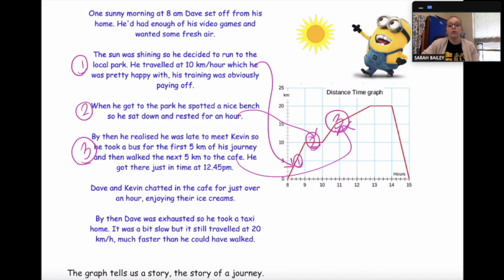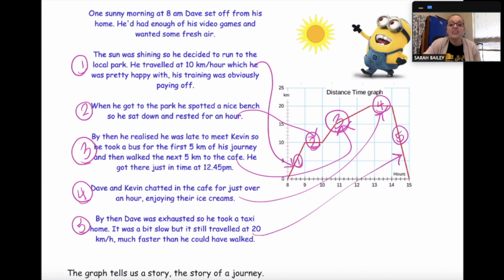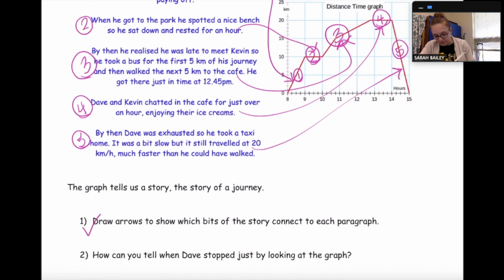that section number 3. Then Dave and Kevin chatted in the cafe, so the distance is going to stay the same. This is section 4, which goes with paragraph number 4. And then the last paragraph is going to be him taking the taxi to go home. So his distance home is decreasing. He's getting closer and closer to home. Okay, so that's the first section.